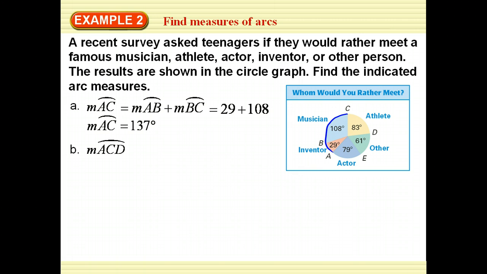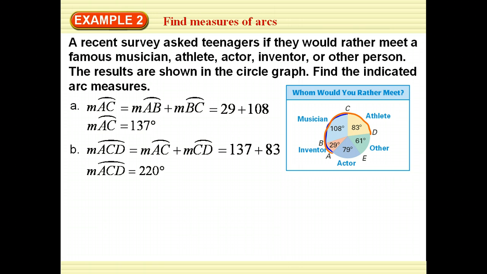Measure ACD. So I'm wanting to start at A, go to C, all the way to D. I could add up those three, or I already know AC is 137, so I could just add the 83 to it. That's probably the easiest way to do it, and we see that it's 220 degrees.